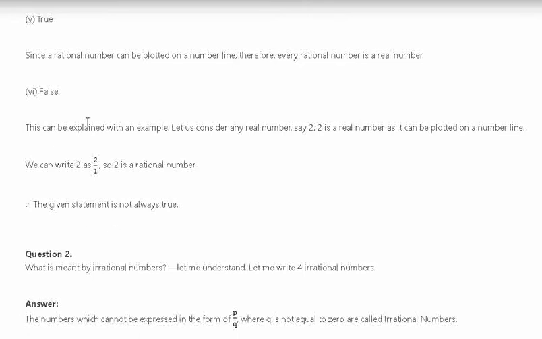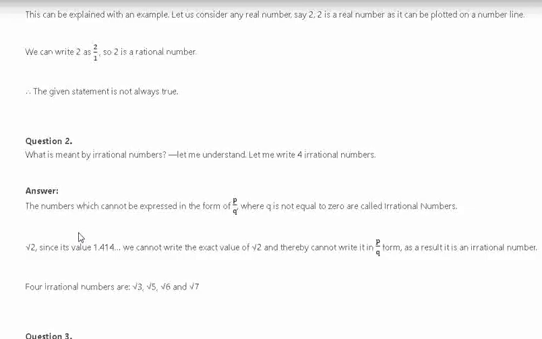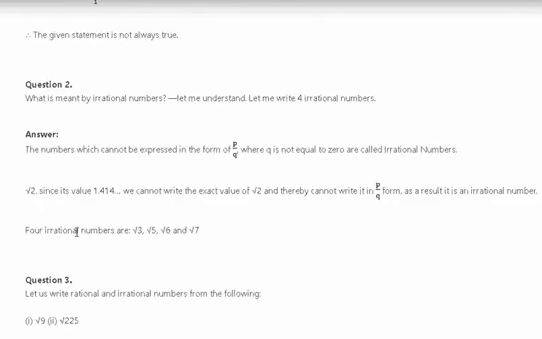Here we complete our true or false questions. If you have any doubt, please comment down below.